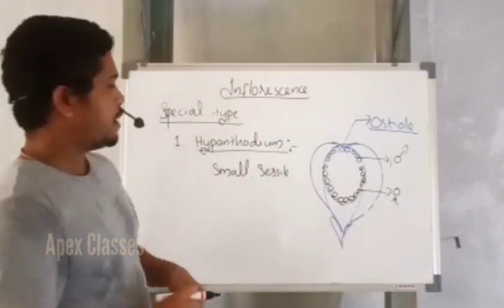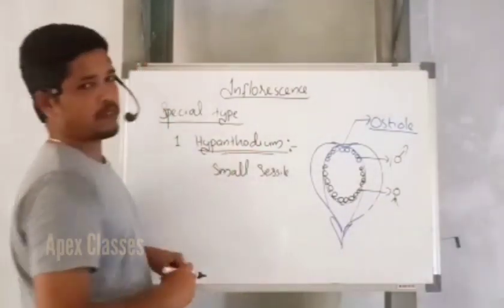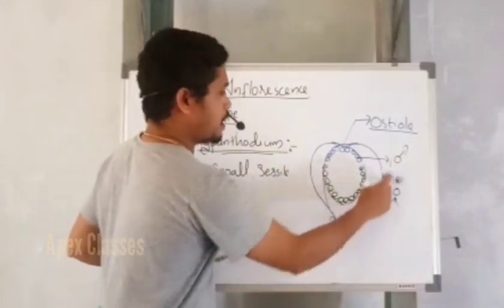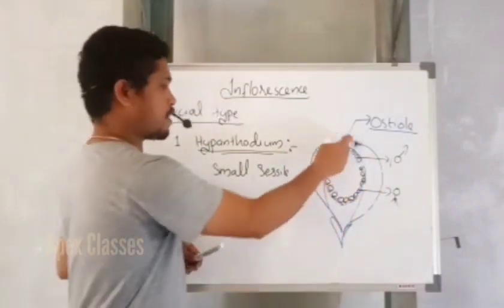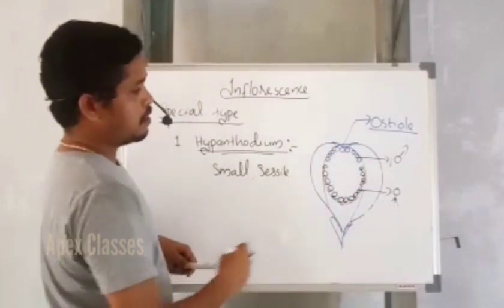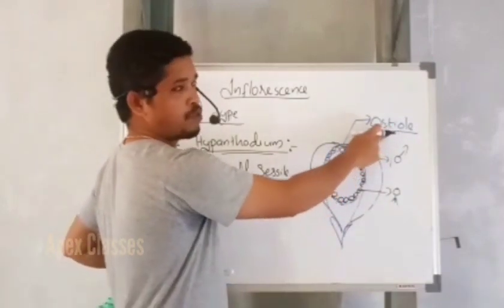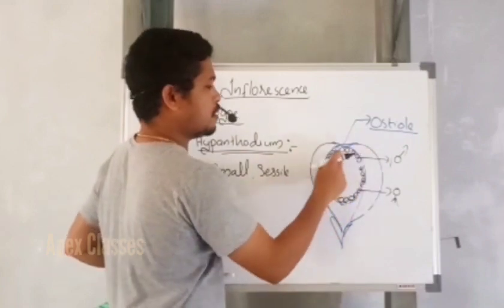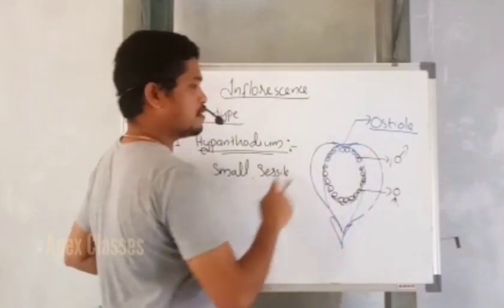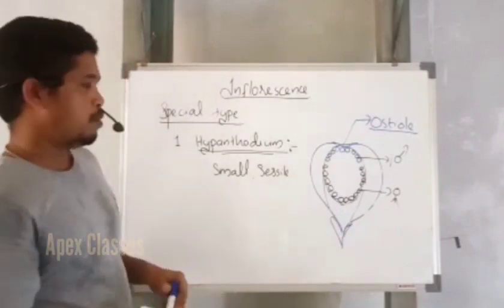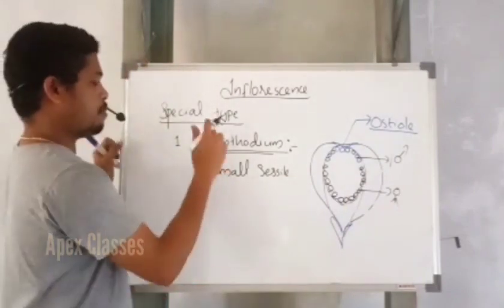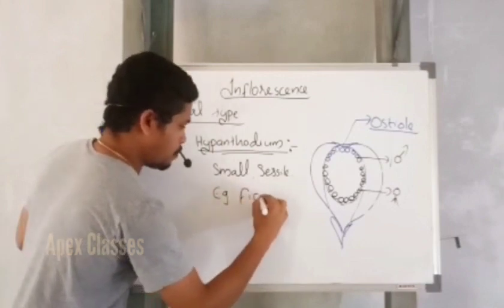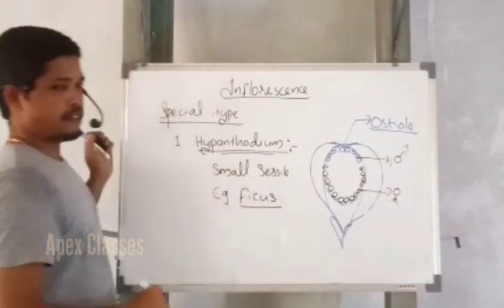This type of arrangement is known as the hypanthodium inflorescence. Here, the main axis becomes a hollow structure, a hollow receptacle. They have an opening called an ostiole. Within the receptacle, the flowers are arranged, the male flowers at the top and the female flowers at the bottom. This type of arrangement is known as hypanthodium. Example, ficus.